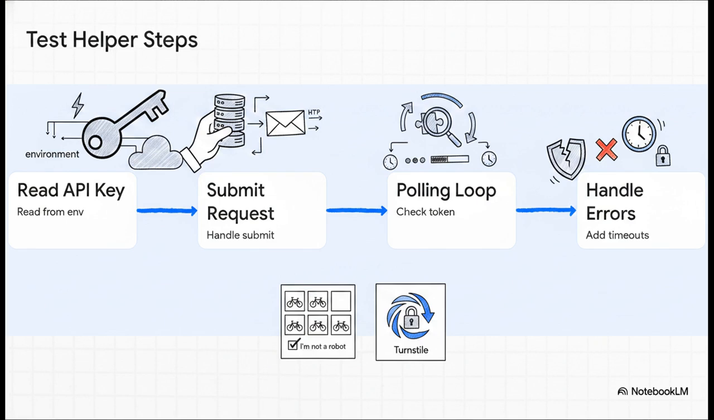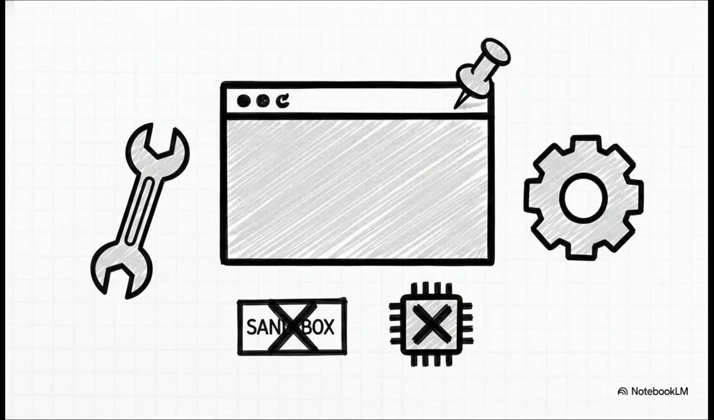This one helper should read the API key, handle the submit request, manage the polling loop to check for the solved token, and take care of timeouts and error handling. Doing this keeps your test suite infinitely cleaner. Plus, a solid helper will support whatever CAPTCHA types you're actually throwing at it, like reCAPTCHA version 2 or Cloudflare Turnstile.